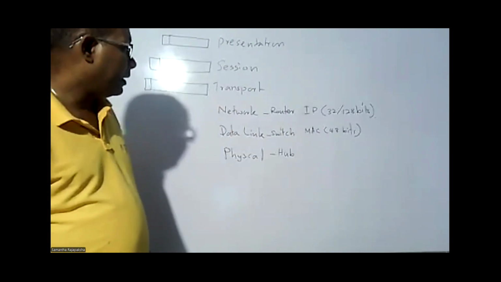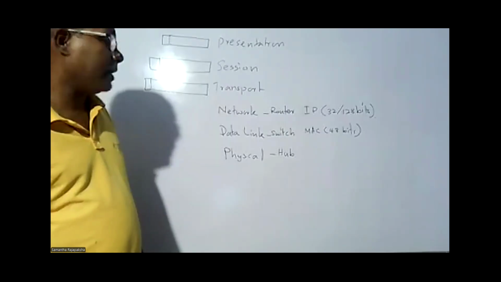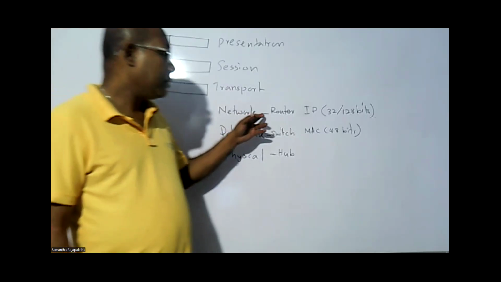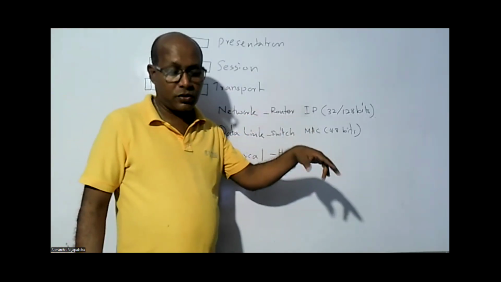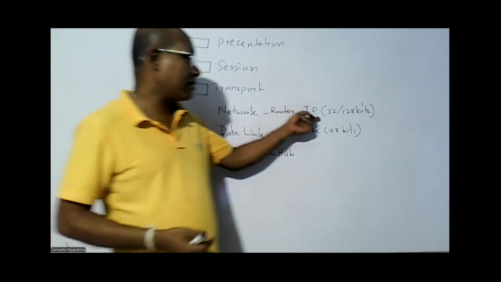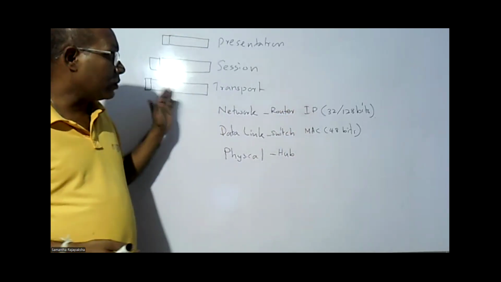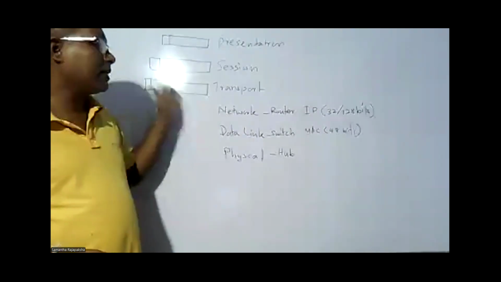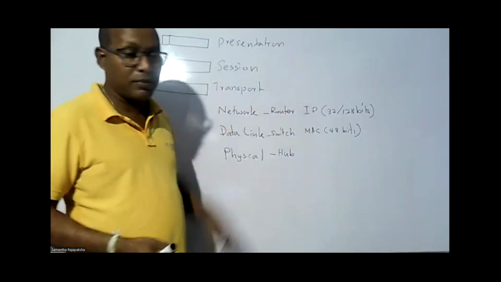But the network layer will connect source and destination computers. Source means sender, destination means receiver, using the IP address. So the starting machine and the receiving machine are connected by the IP address.